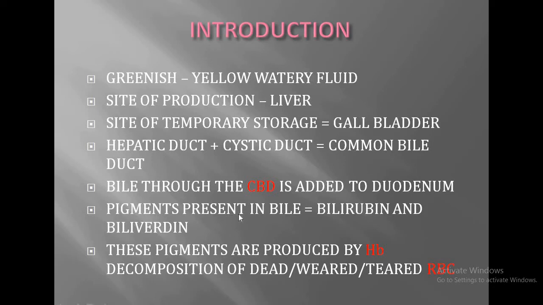What are the pigments present in bile? There are two pigments present in bile, that is bilirubin and biliverdin. So these pigments are produced by the hemoglobin decomposition of dead or worn-out RBC. We know that the lifespan of RBC is 120 days. So after the 120 days, when the RBC becomes dead or worn out by different factors, the hemoglobin part of the RBC will be decomposed in the form of bilirubin and biliverdin pigment, which is present in bile.